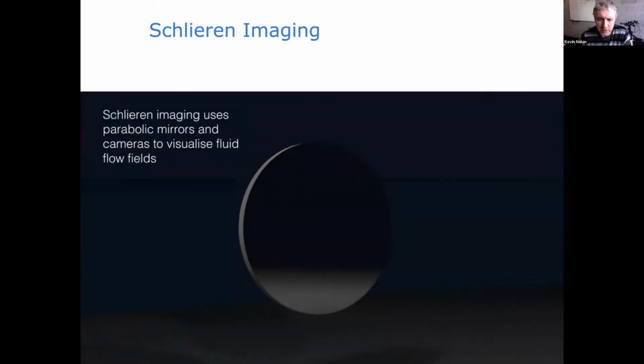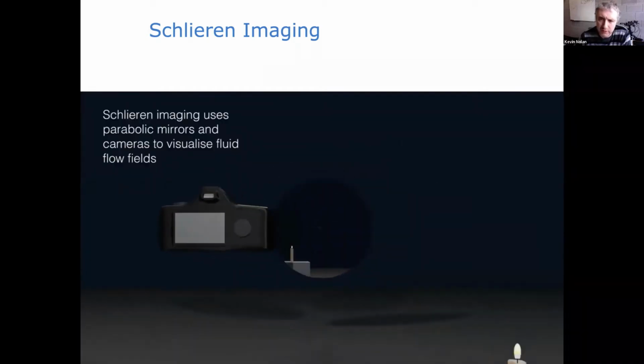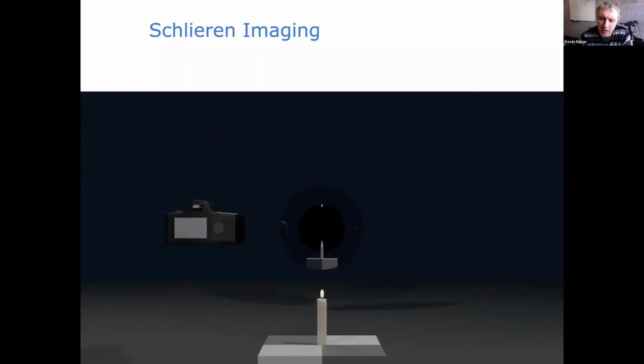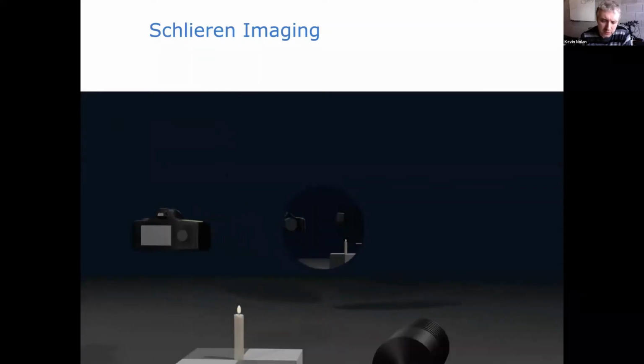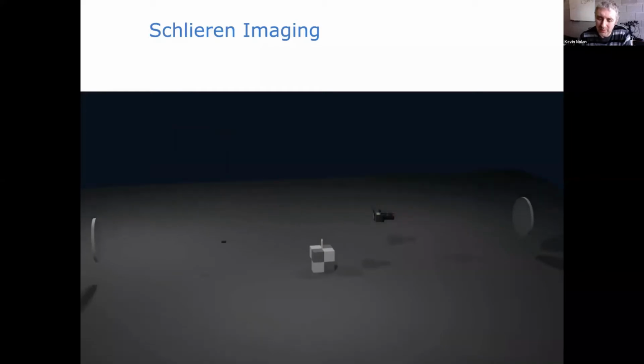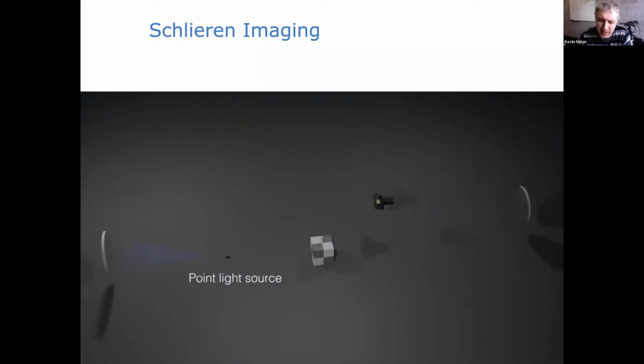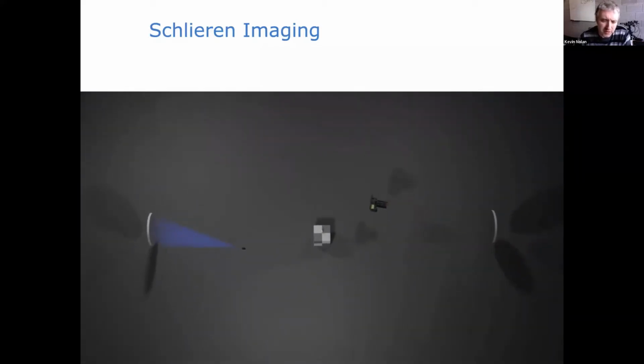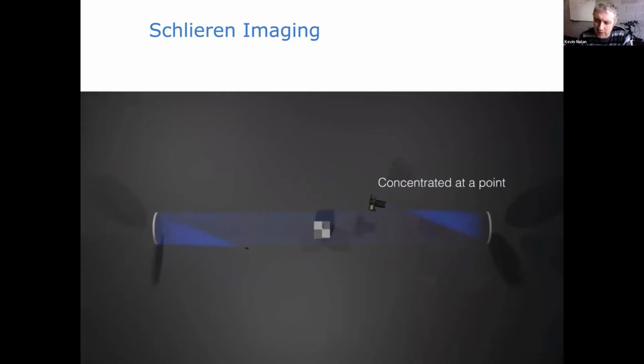How does Schlieren work? I won't spend too long on it, but briefly, we have two large parabolic mirrors with a focal length of about 2 meters. Between the mirrors, we place something warm, in this case a candle. It might be a patient exhaling. We have a point light source, which is slightly off center. That light source hits the mirror, we get a column of parallel light, which we focus down to a point on the other side.